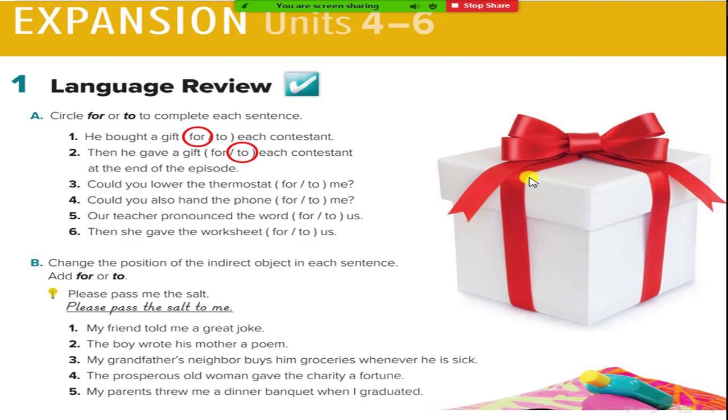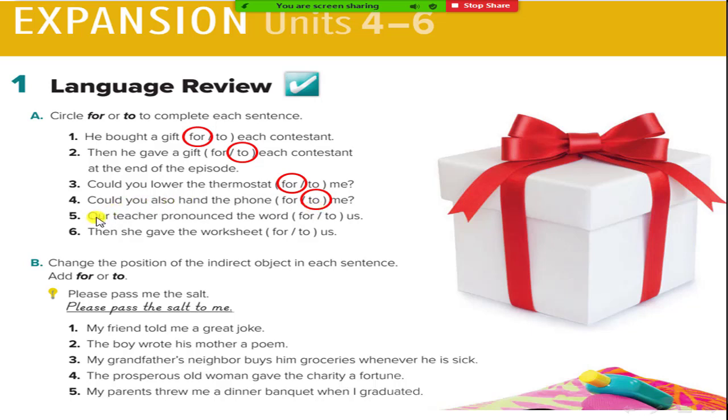Okay, Sultan. Could you lower the thermostat for me? Yes, for me. Very good. Thank you, Sultan. And number 4. Okay, Yusuf. Could you also hand the phone to me? To me. Yes, thank you, Yusuf.